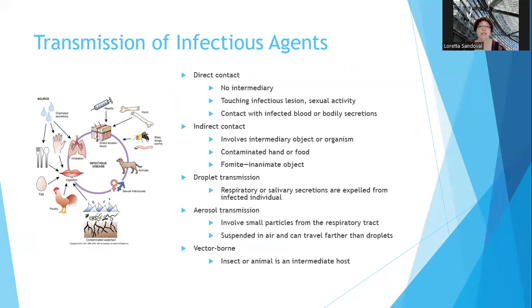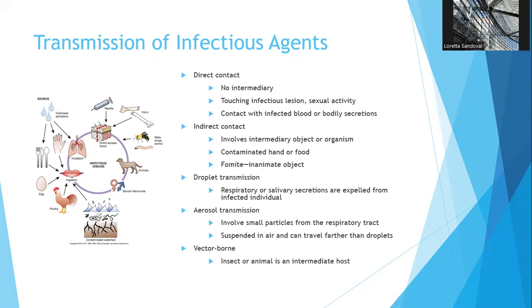Droplet transmission is respiratory or salivary secretions that are expelled from the infected individual. So droplet transmission can happen through just normal talking. As we're talking, there are little microscopic droplets, and if you're infected with a virus, you can pass that on to someone just through their respiratory or salivary secretions. If you yell, or if you're breathing hard, or if you sneeze or cough, it propels the droplets even farther. But just normal talking can be involved in droplet transmission.